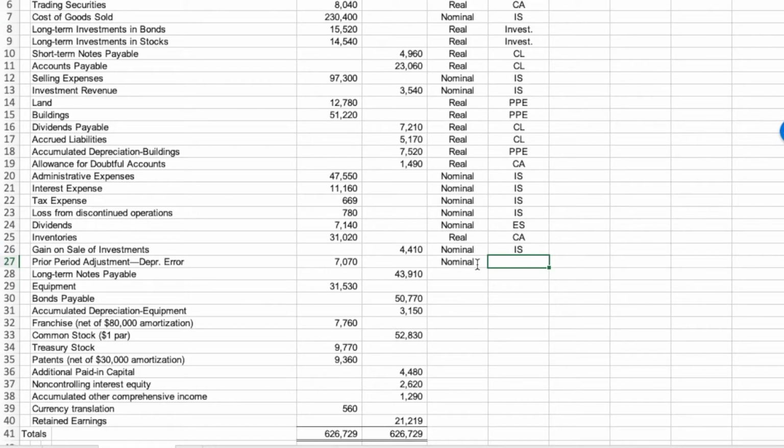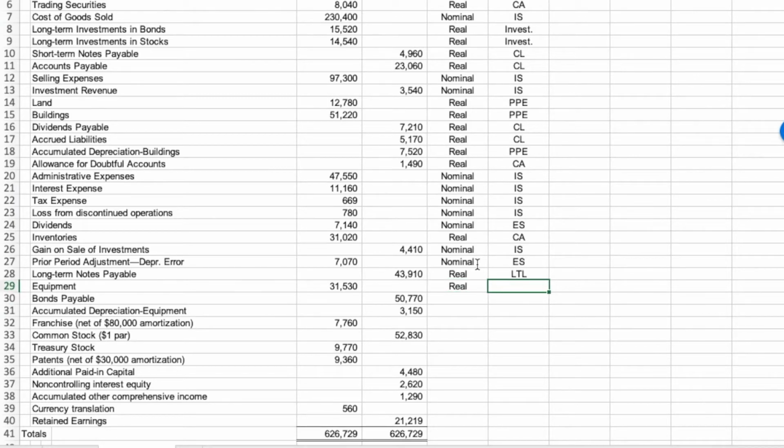So this will be an adjustment in our equity statement. ES is equity statement. Okay, so long-term notes payable. This is a notes payable. This is a real account. This is a long-term liability.